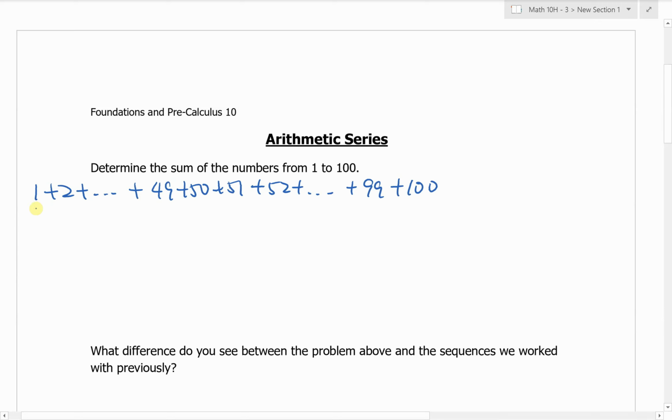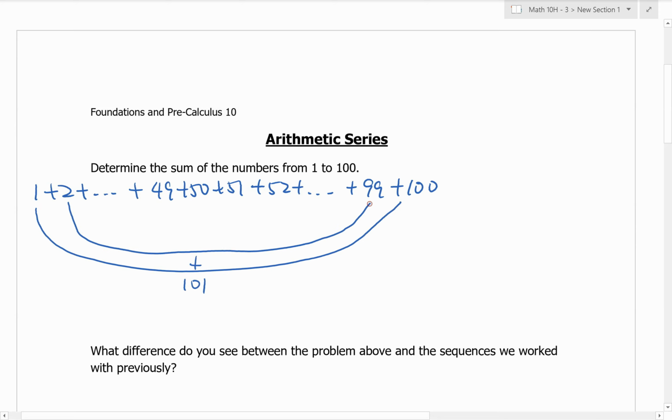But here's the pattern: 1 plus 100. So the first term plus the last term, if you add them together, it's 101. If you add the second term with the second last term, 2 plus 99, that's also 101. And if you keep going with this, then you end up with 49 plus 52, which is 101, 50 plus 51, which again is 101.